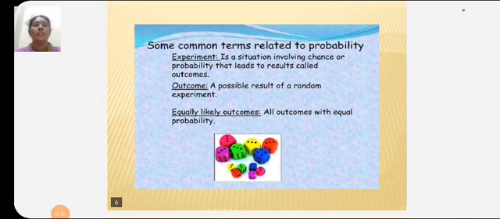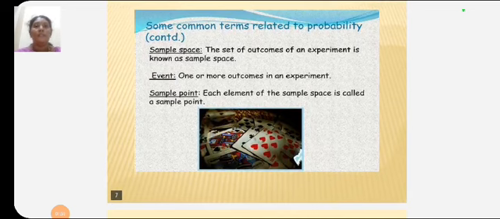Okay, so some terms related to probability. First one is experiment. It is a situation involving chance or probability that leads to results called outcomes. Outcome. A possible result of a random experiment is called an outcome. And equally likely outcomes: if all the outcomes are with equal probability, then they are said to be equally likely outcomes. Sample space. The set of outcomes of an experiment is known as a sample space. Event. One or more outcomes in an experiment is said to be an event. Sample point. Each element of the sample space is called a sample point.